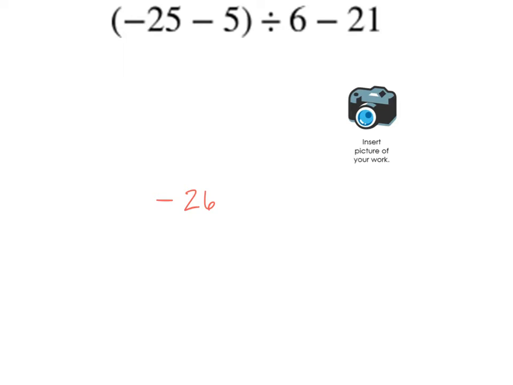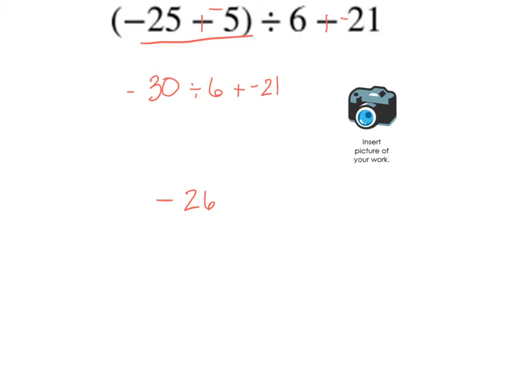Okay, so I see a minus sign, so I'm going to add the opposite first. I see another minus sign, so I'm going to add the opposite. Now I see parentheses, I'm going to take care of that first. Same sign, add and keep the sign. So that's negative 30. Everything else I'm going to bring straight down exactly how it is.